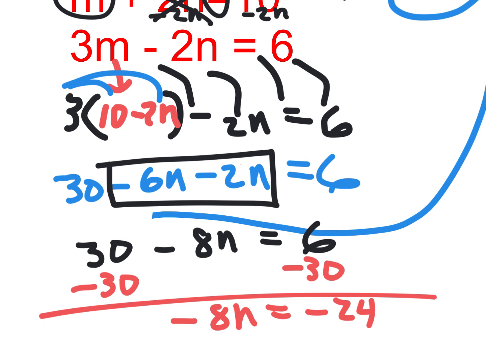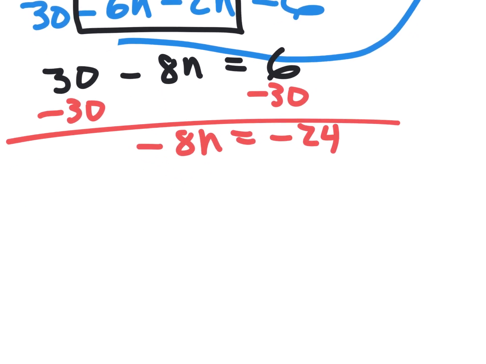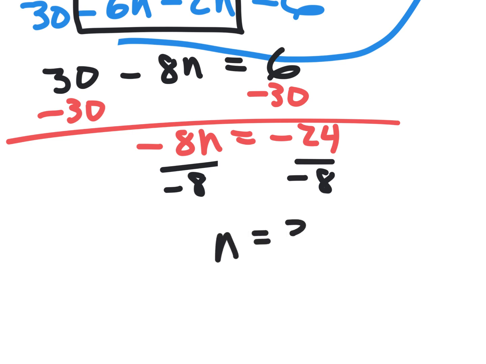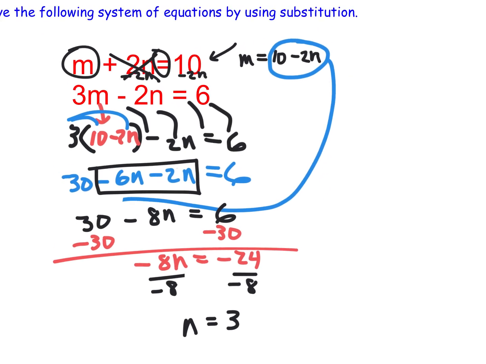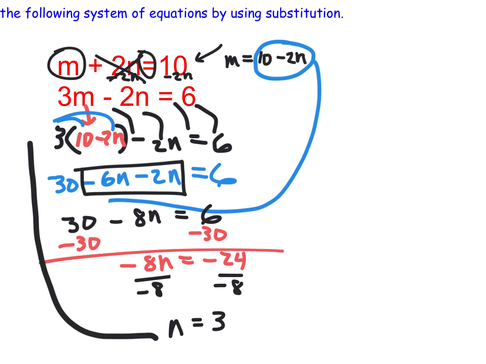Ellie, finish it. You minus negative 8 from negative 24. Good guess, but no, you divide it by negative 8. Abby, final answer. n equals 3. Yes. But I can't stop. Sydney, what do I do now? You plug that into the 2n. So now I got to take that 3, stick it back in the original.